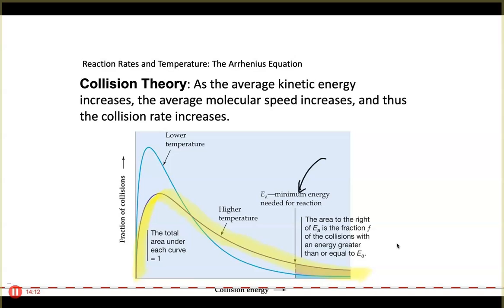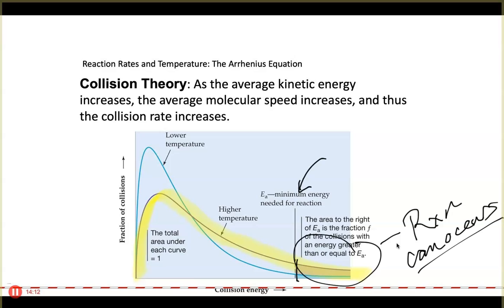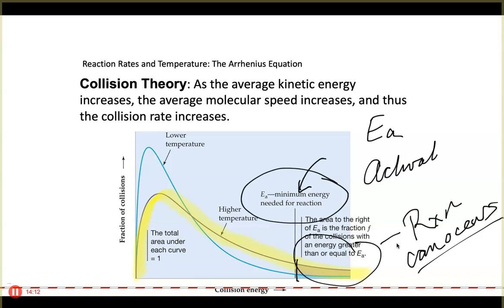If particles have this amount of energy or greater, that means a reaction will occur, or reaction can occur. Not always, and we'll talk about that in a second. So a reaction can occur if it has energy over this certain amount. So there's our minimum energy needed for reaction. We use the symbol EA, and we call that activation energy.